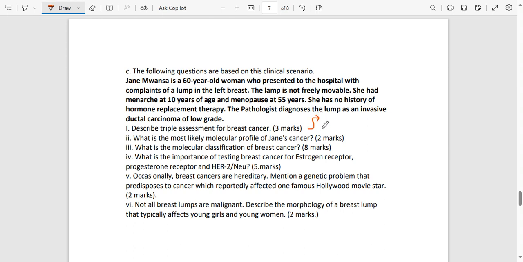Number one. Okay, we have got the clinical assessment and imaging. And then the third one, there is a biopsy. So the clinical, this is where you are taking history and also performing a physical exam, palpating the breast from the nipple round. Imaging, you can do two things: a mammogram and an ultrasound.